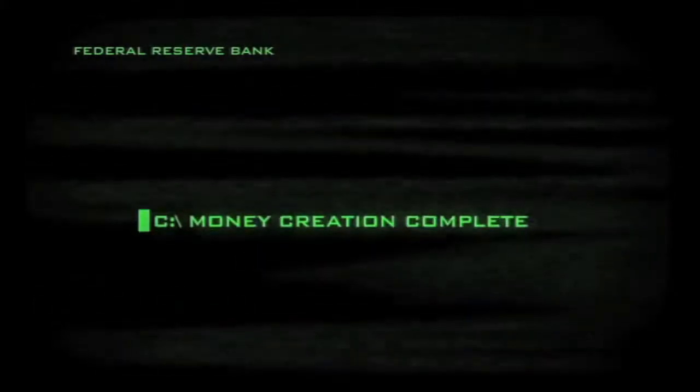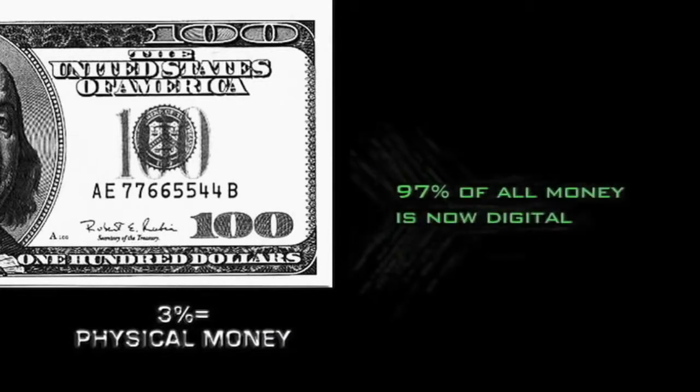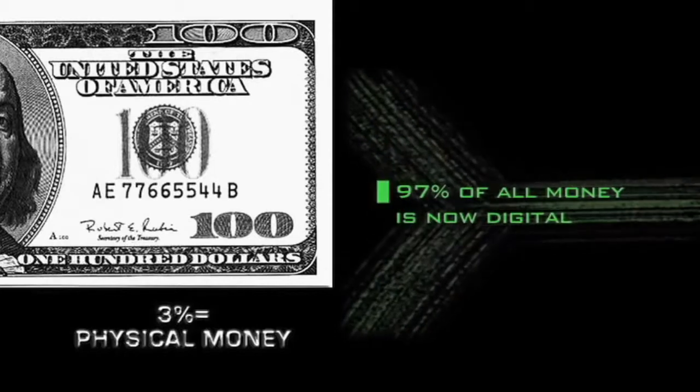Of course, this example is a generalization, for, in reality, this transaction would occur electronically, with no paper used at all. In fact, only 3% of the U.S. money supply exists in physical currency. The other 97% essentially exists in computers alone.